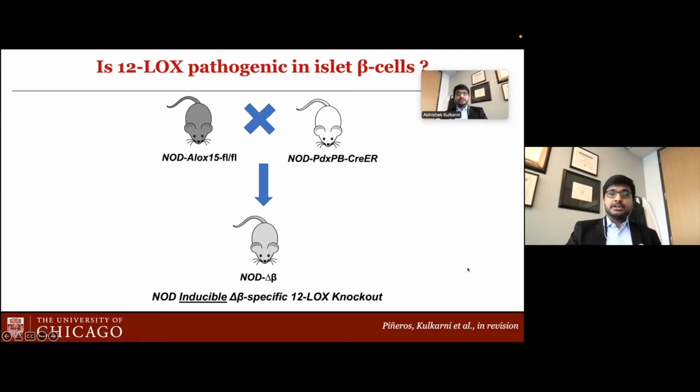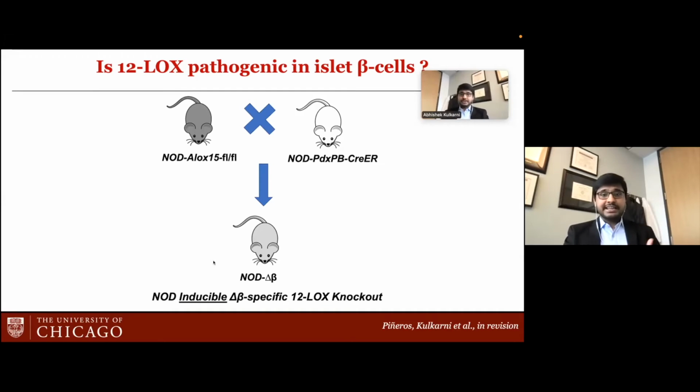So first, to generate a beta cell specific 12-LOX knockout, we crossed 12-LOX floxed mice on the NOD background with PDX-CreER, thus making it a tamoxifen inducible knockout. After generation of these delta beta mice on the NOD background, we administered them tamoxifen at 6 weeks of age, which is the age where the mice already exhibit insulitis, but they still are not hyperglycemic.